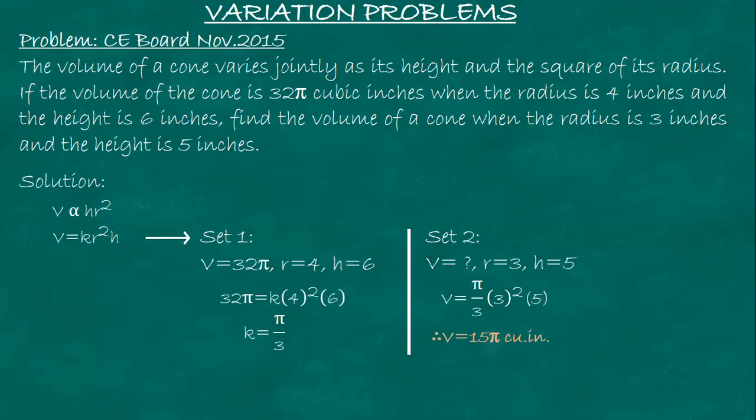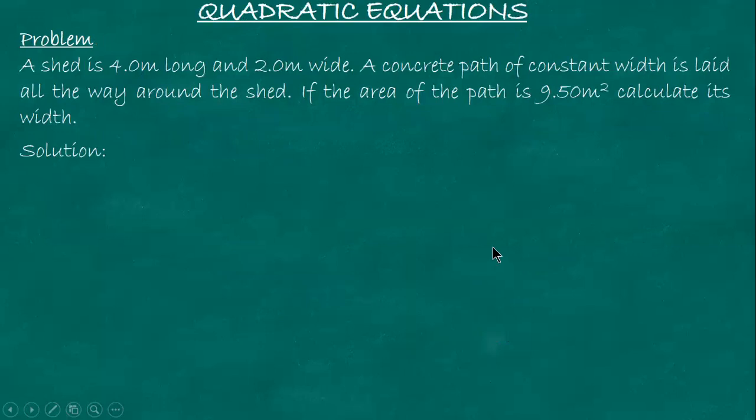So, that ends the applications of linear equations. And we also have quadratic. Application of quadratic equations. Just one problem. A shed is 4 meters long and 2 meters wide. Okay? A concrete path of constant width is laid all the way around the shed. If the area of the path is 9.5 meters square, calculate its width.